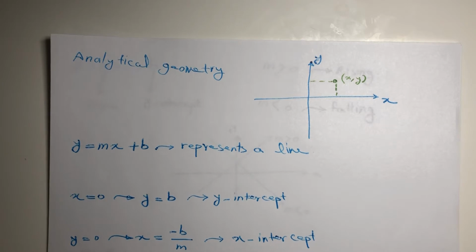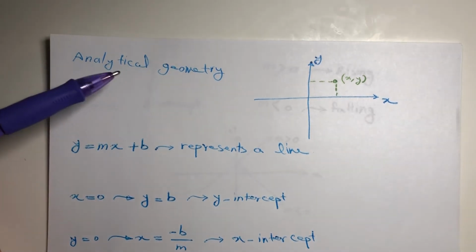Today I'm going to talk about analytical geometry, and we are going to learn about the equation of a line, what the slope of a line is, and what the y-intercept of a line is. And we will solve some examples in order to understand how we can find the equation of a line, the slope, or the y-intercept.